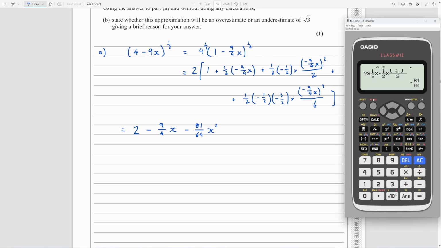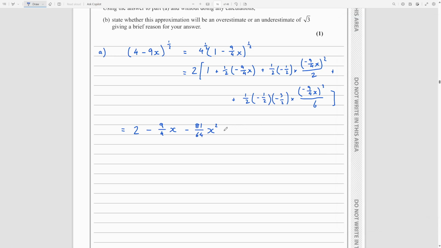And for the last one, I can actually just adapt it because I still have the 2 at the front. I've still got the half. I've still got the minus a half. I also want times by minus 3 over 2. It's now this term up here cubed, and it's over 3 factorial, which is 6. And it's that. So minus 729 over 512.